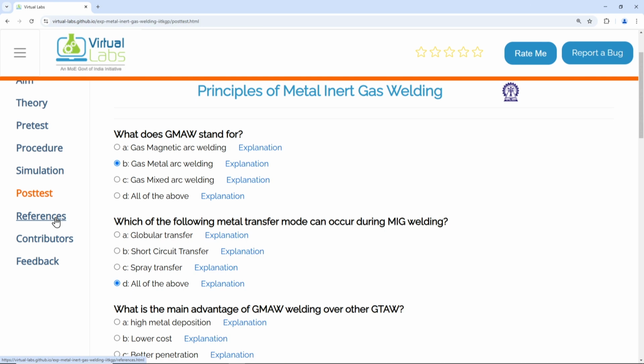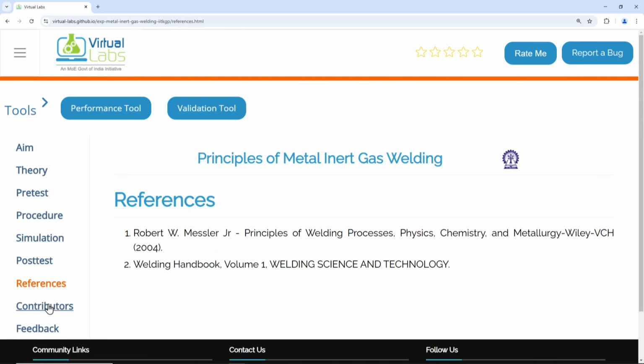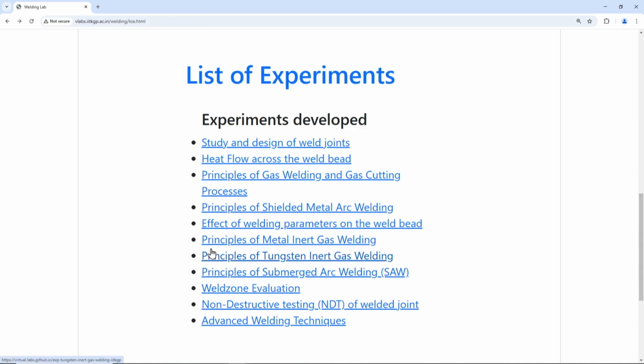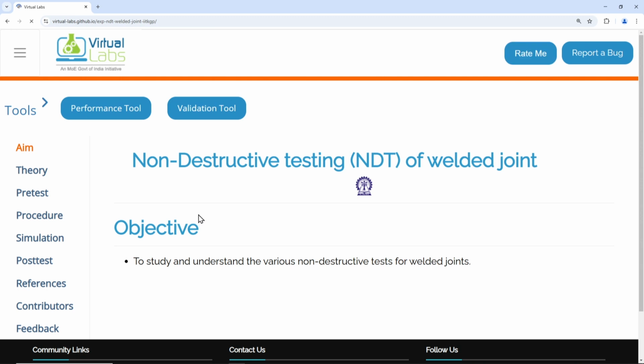Now, this is again developed using certain references and contributors are there from the developing team. The certain other experiments available like tungsten in gas welding, submerged arc welding, those are similar to what we have seen now. Let me see something different now. Let me try to see the testing of the welding joints, the non-destructive testing.